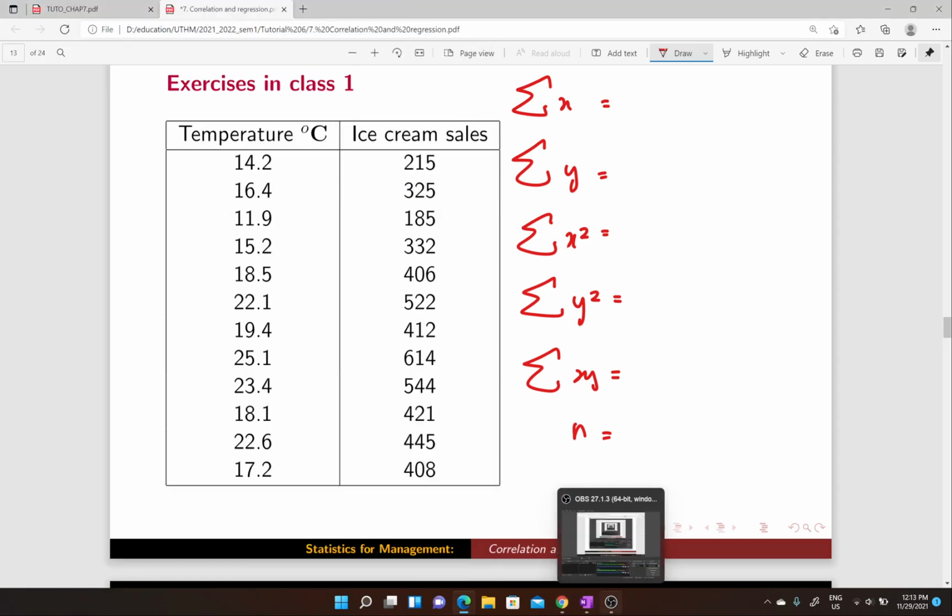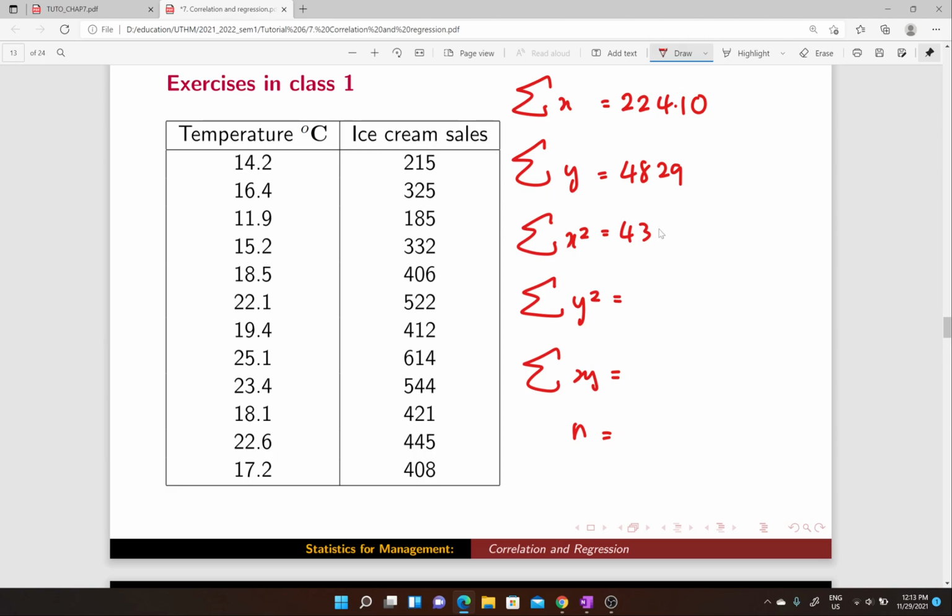Alright, so most of you might be finished finding all this summary. Just double check here. Summation of x should be this one. Summation of y. x square 436,205. y square 211,8025. xy 955,0660. and n is 12. Hope you get all this correct.